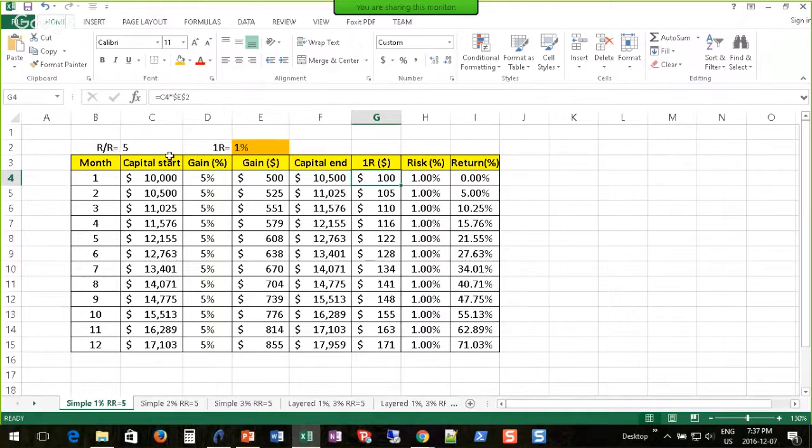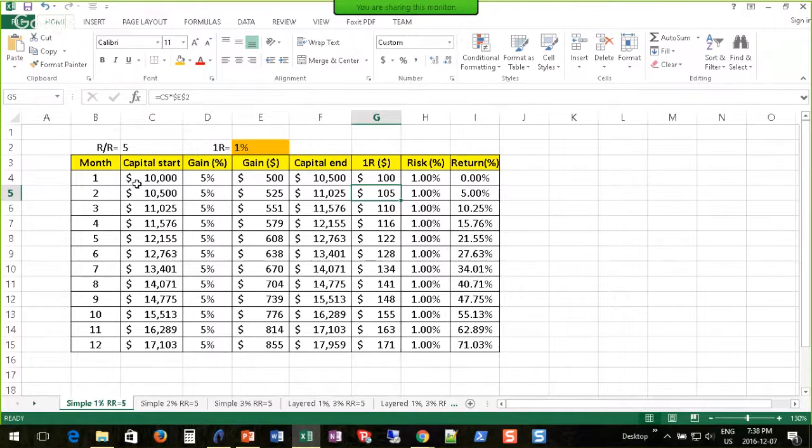So if every month we gain 5% on average, which means some months could be 7, some 10, some 3, some even negative or 0, then on average we will get something which revolves around these numbers here. It should be a little bit higher, but it revolves around this. So the first month we have $500 in gain, 10,500, and the next month we actually risk 1% of that amount. So we risk a little bit higher, 105, and so on.